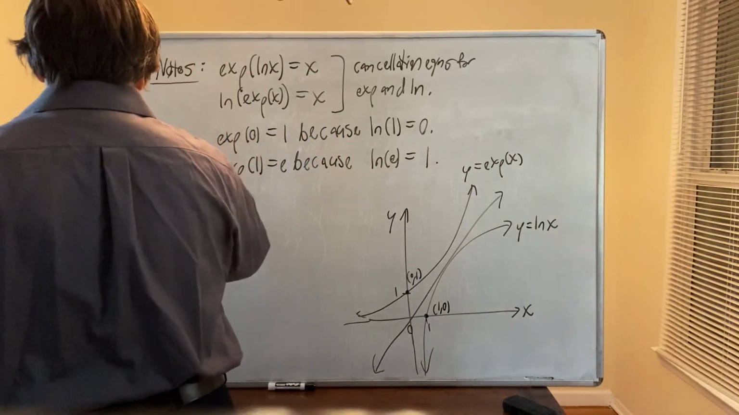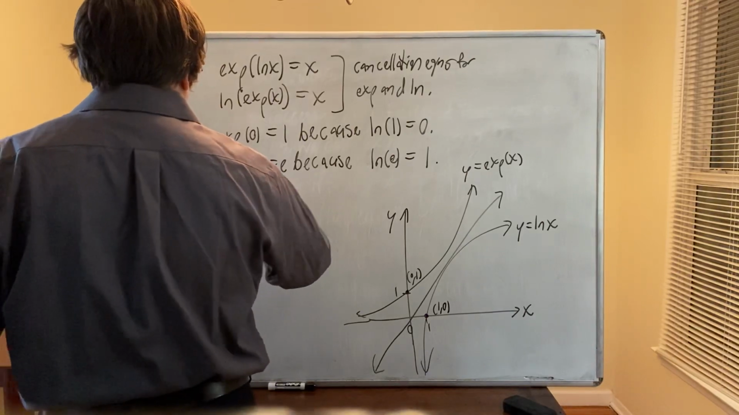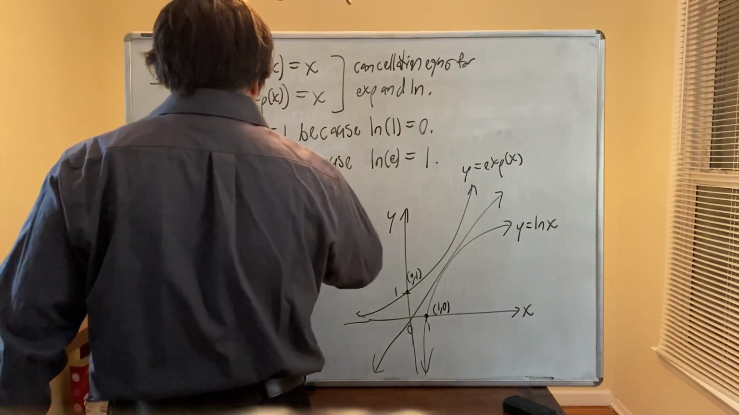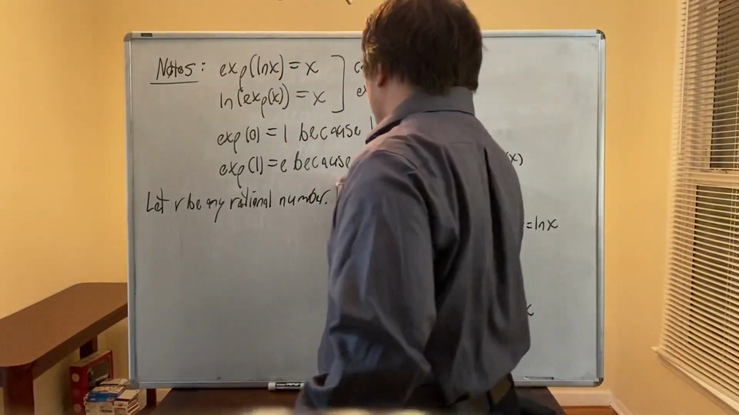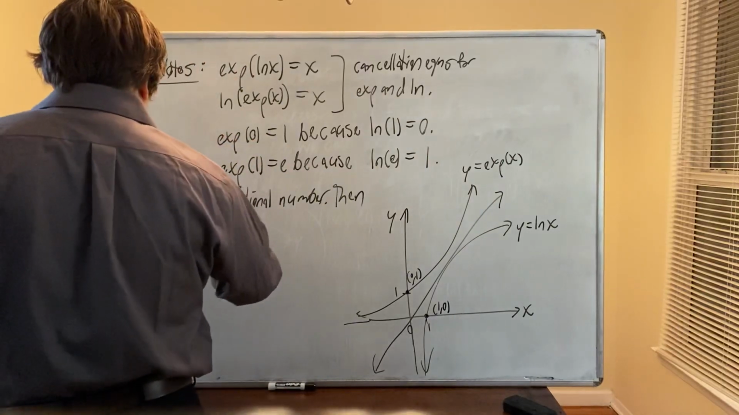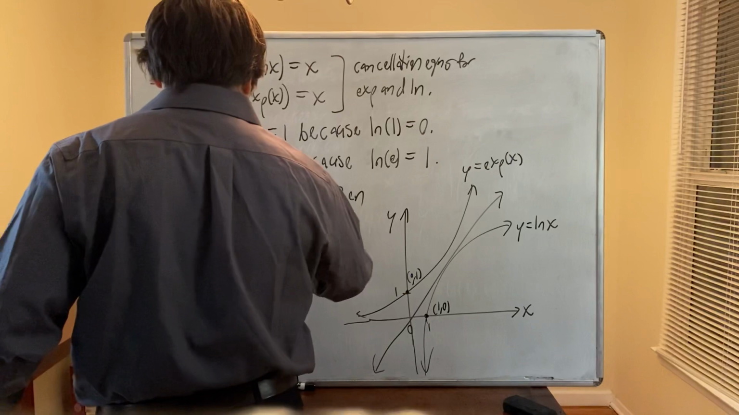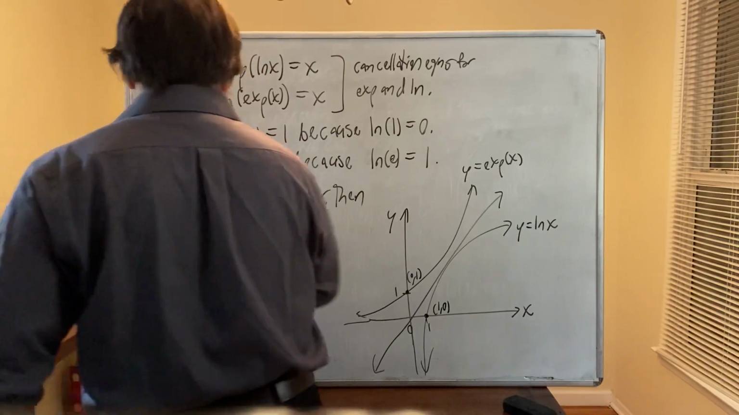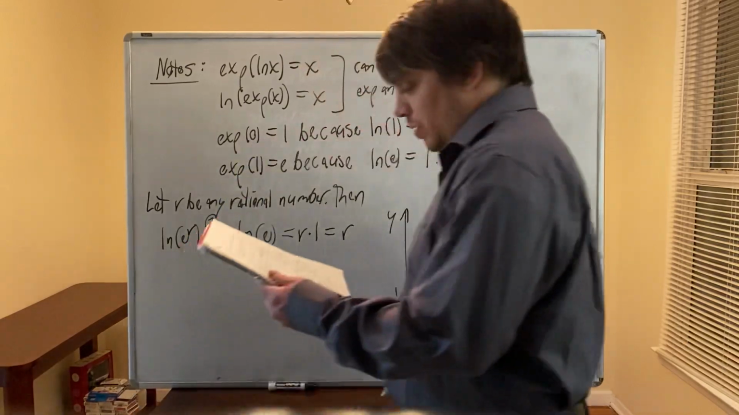Let r be any rational number. A rational number is a fraction. Then ln of e to the r is equal to r times ln of e by the third law of logarithms. And ln of e is 1, so this is r times 1, which is r.